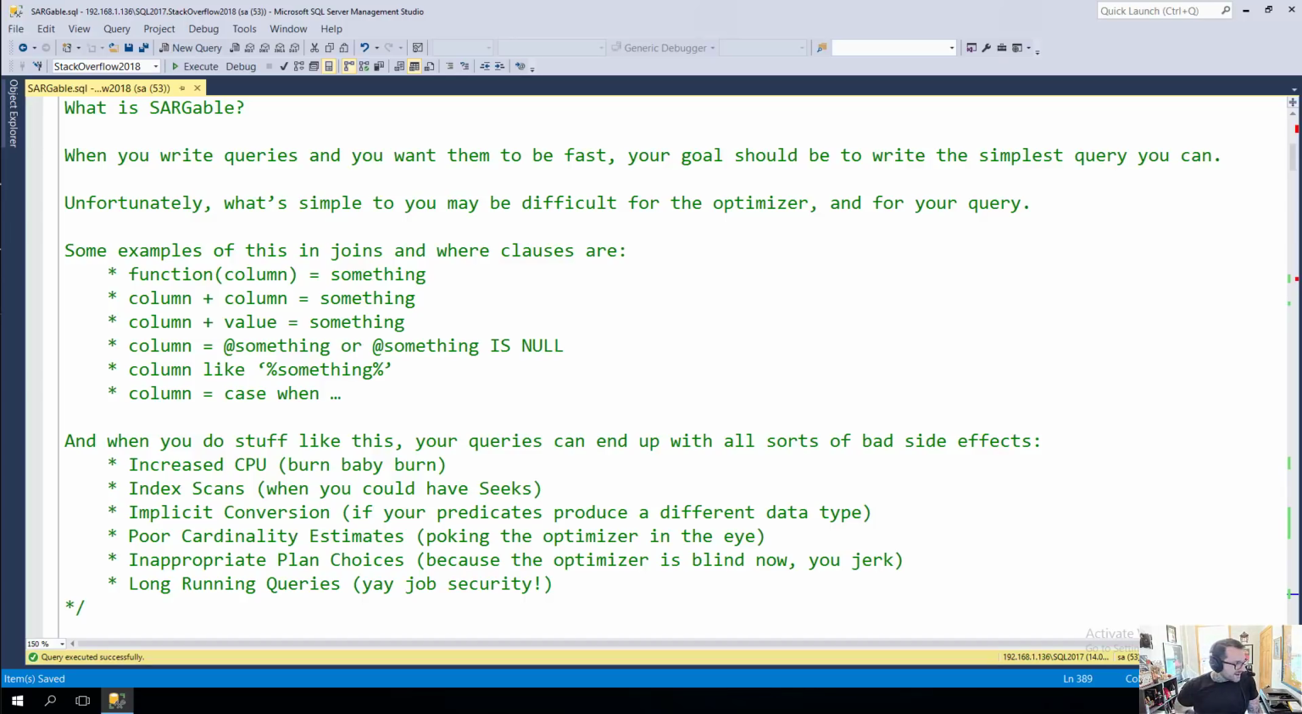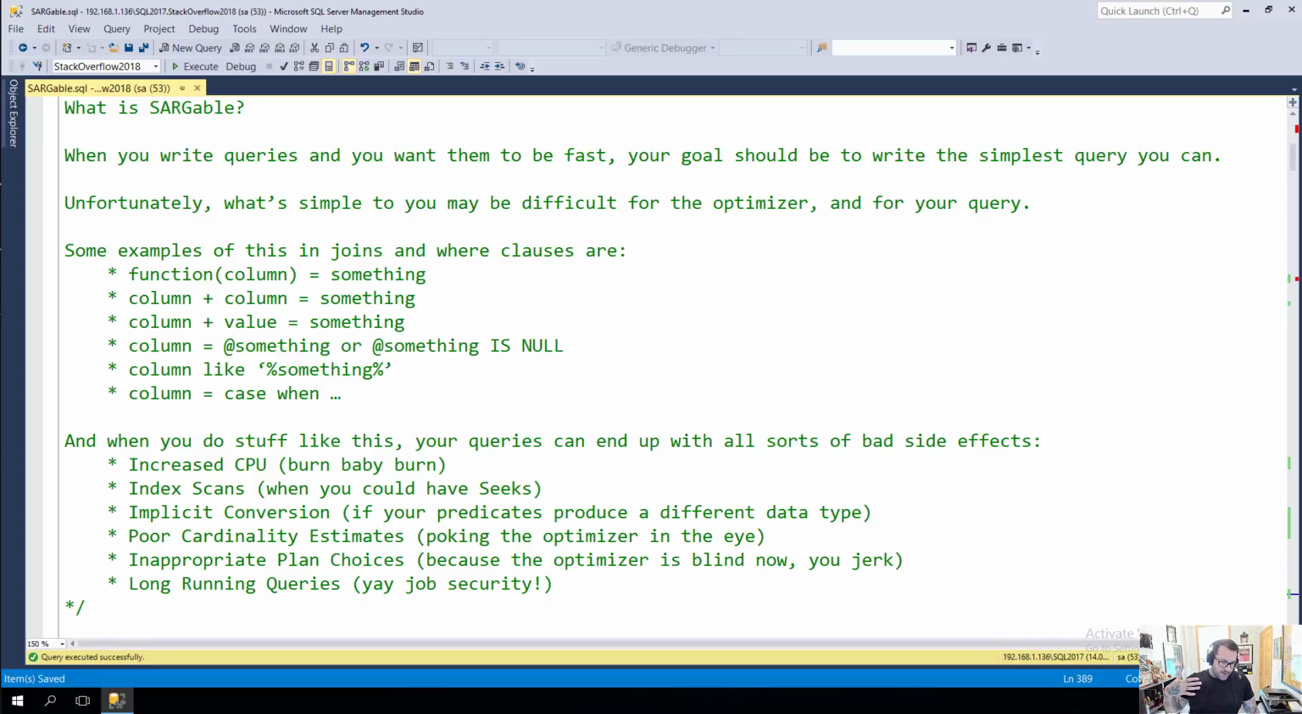Just doing everyday query tuning, working with clients, looking at questions and answers on DBA Stack Exchange, and that thing is SARGability. SARGability comes down to when you write queries and you want them to be fast, your goal should be to write the simplest query you can. Now, there are all sorts of things in SQL Server and T-SQL that make writing queries easier for you that don't necessarily make your queries easier on the optimizer.